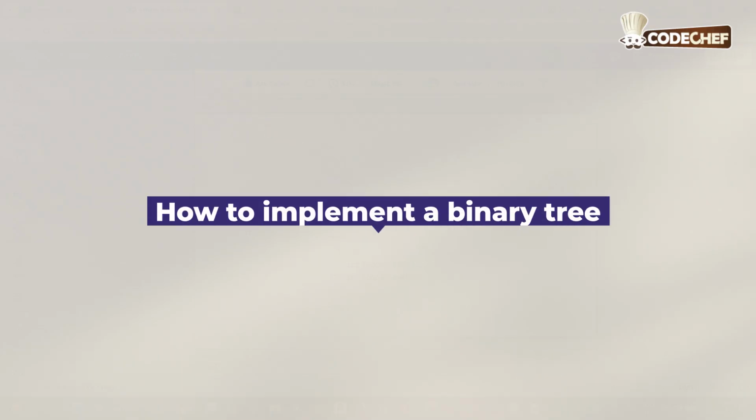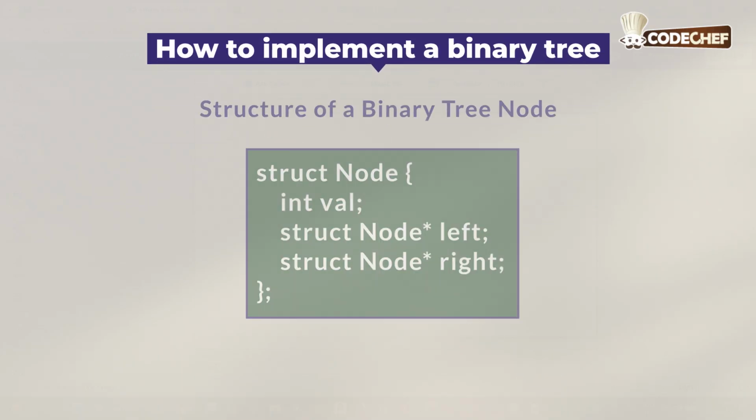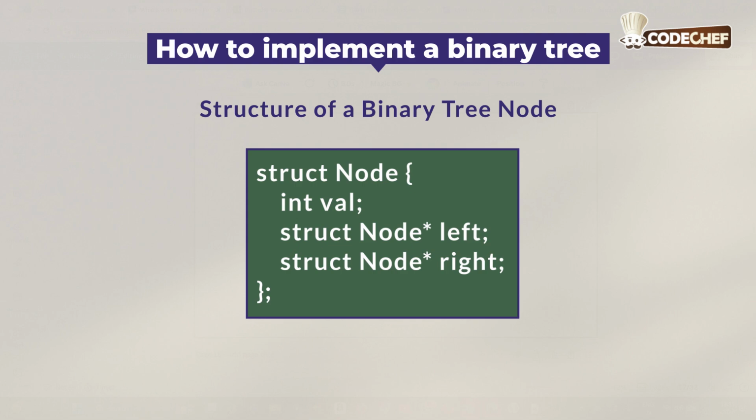Now let's see how to implement a binary tree in C. This is the structure of a binary tree node. Here, struct node defines a structure named node. int val stores the data or value of the node. struct node asterisk left points to the left child, and is initialized as null if no left child exists. struct node asterisk right points to the right child, and is initialized as null if no right child exists. Unlike a linked list, we don't have a next pointer because this is a non-linear data structure.